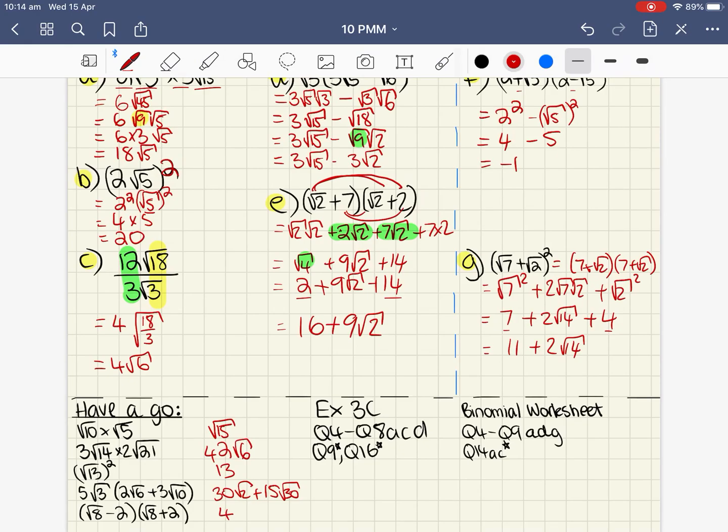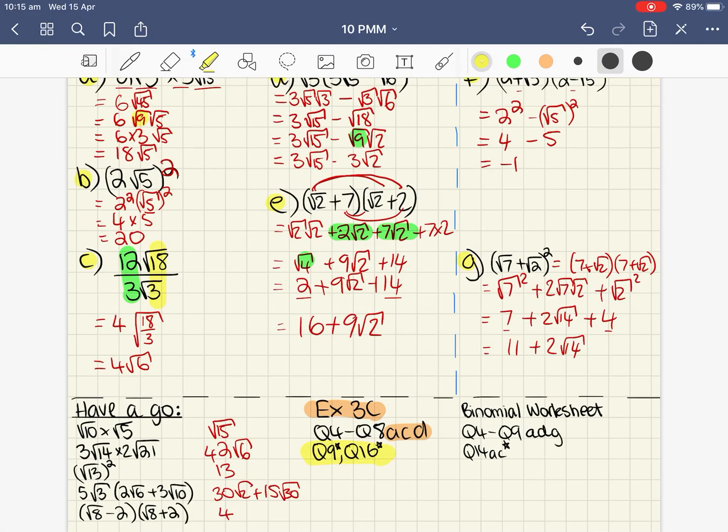Okay, once you've done that, have a go at exercise 3C. Question 4 to 8, just do A, C, E, and we've got our special ones here, question 9 and question 16 for a bit of extension.